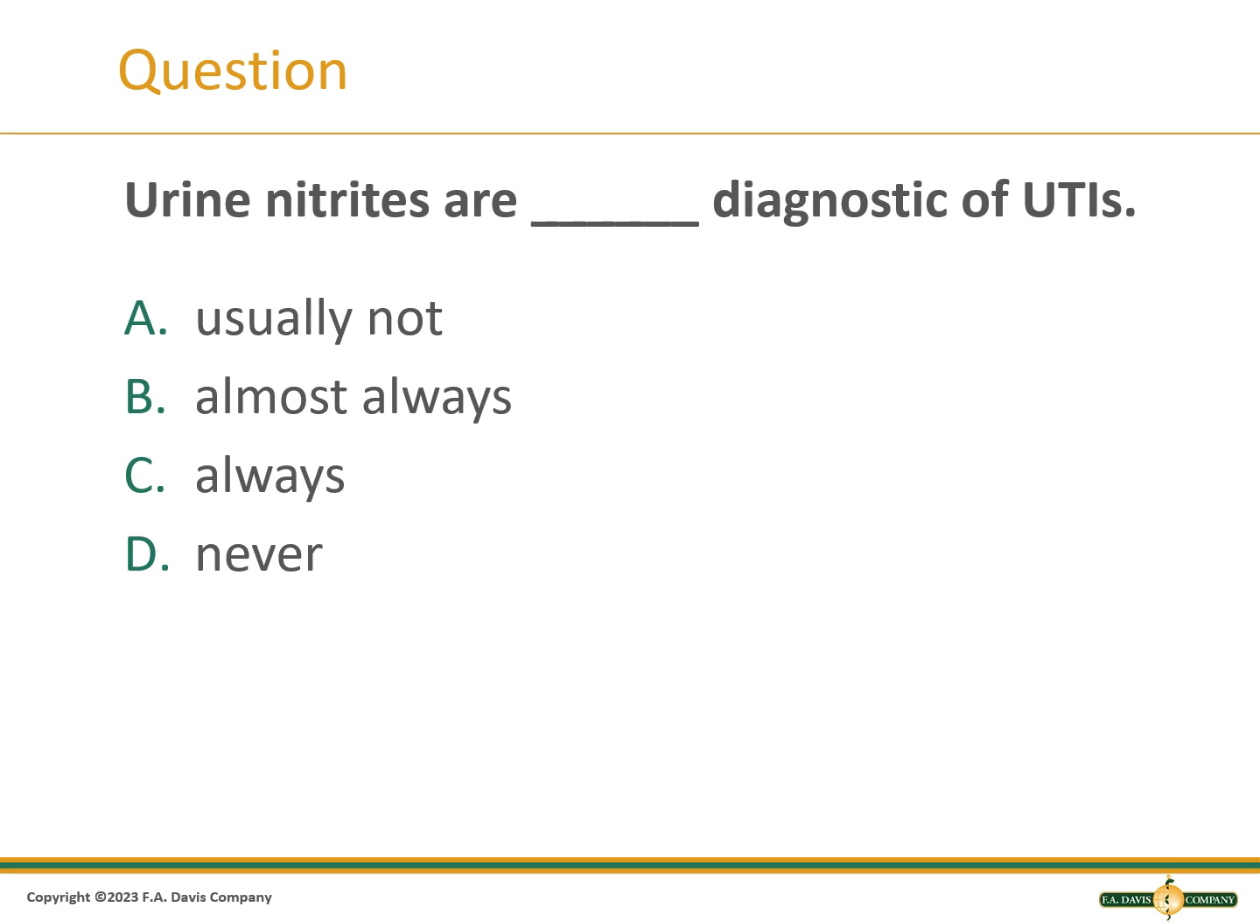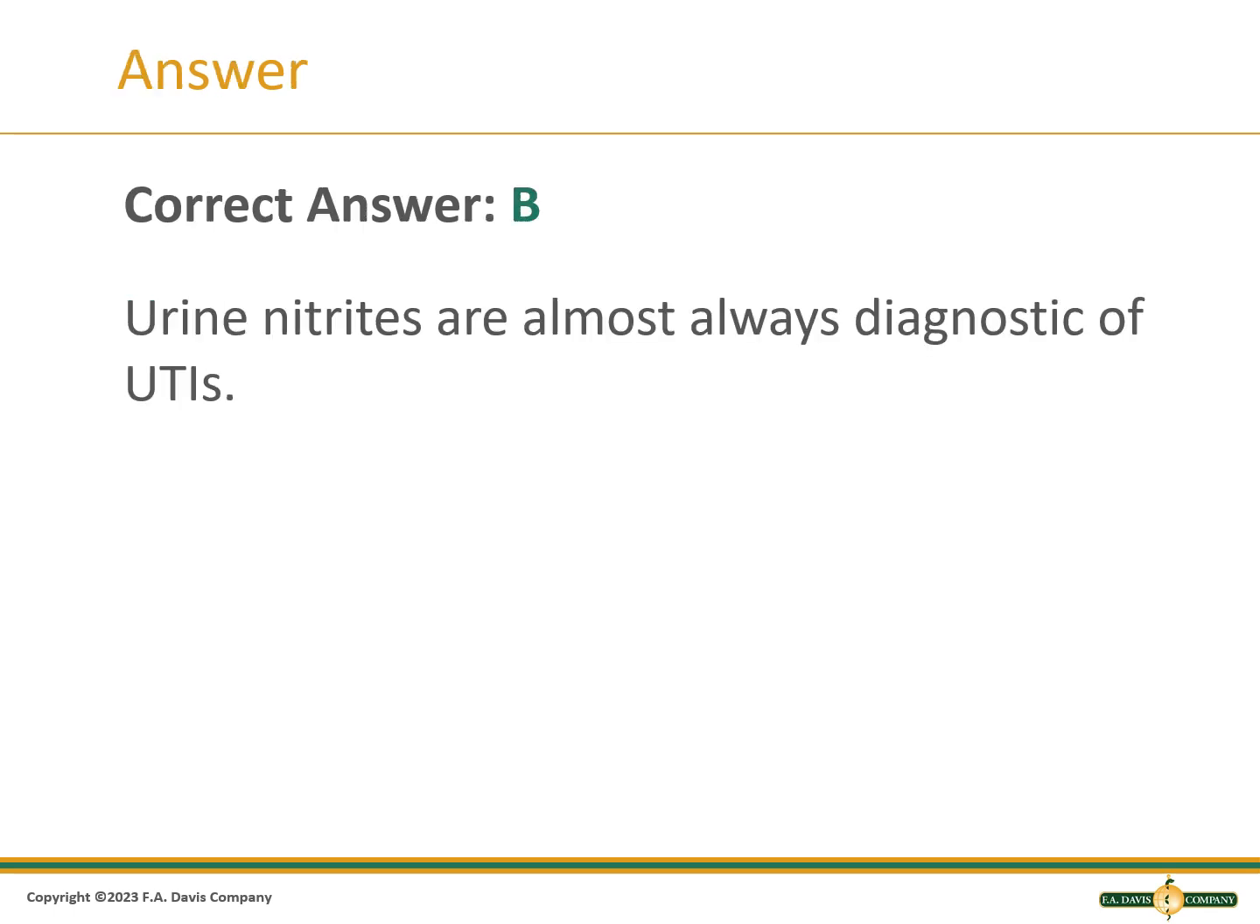Urine nitrates are A, usually not, B, almost always, C, always, and D, never diagnostic of UTIs. Do you guys remember this? B, almost always.